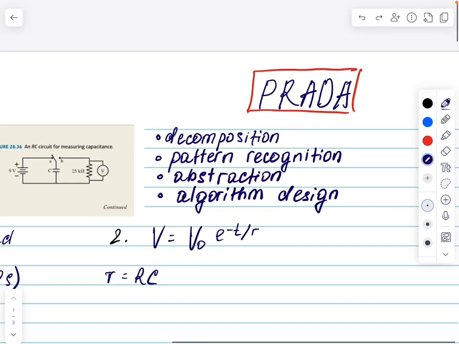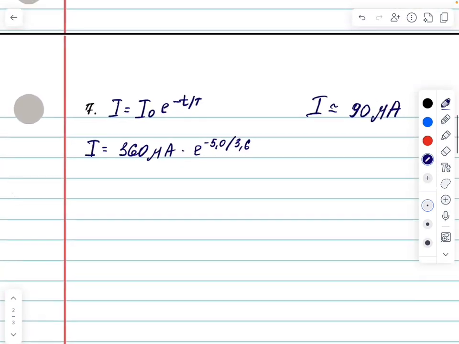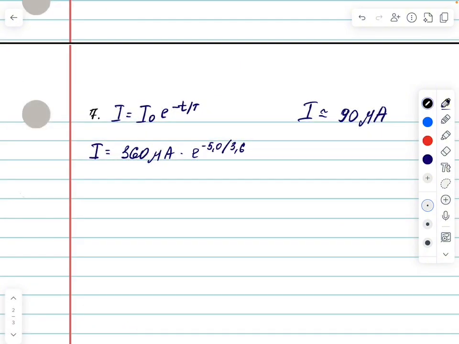And to summarize, I solved this problem using computational thinking through the PRADA steps. In decomposition, I separated the problem into smaller parts. In the second, I recognized this as a standard RC discharge problem. In abstraction, I focused only on the essential variables. And finally, in algorithm design, I followed a clear sequence of steps. We have our plan. And as a result, I found my answers, and now I will write them.